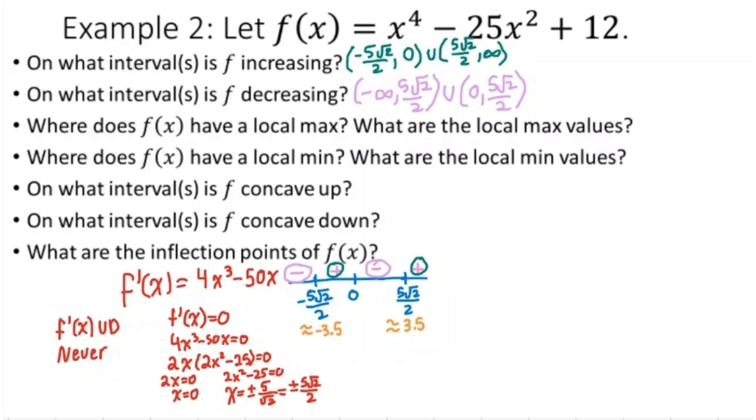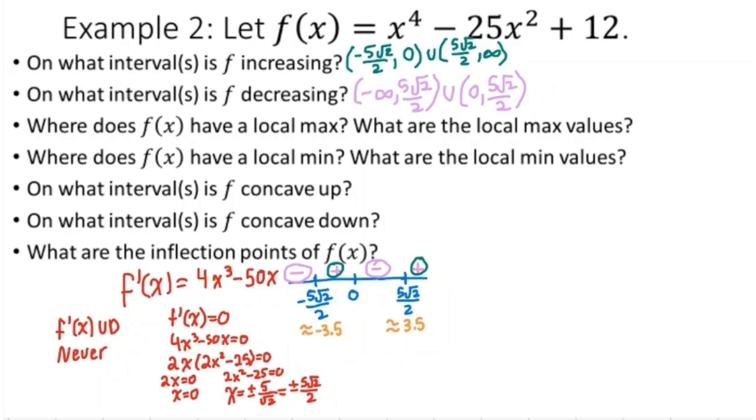To find our local maximums, we have to determine where our function is changing from increasing to decreasing, which means we're trying to find the critical numbers where our derivative changes from positive to negative. So once again, we can look to our sign chart for that answer. Keep in mind, it's not enough to just look for the changes in the signs of our derivatives. We also have to make sure our partition numbers are critical numbers as well.